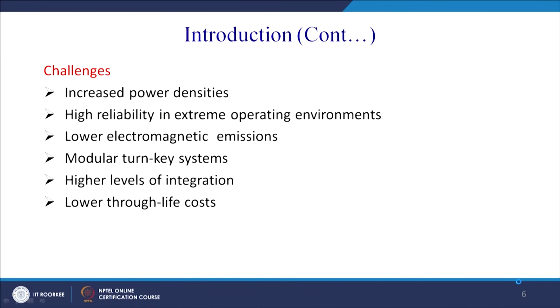So, we require to find lower magnetic emission, and we require something like a modular turnkey system. It will be compact, fitting into a small box, something like a motor, and that will do everything. That is the concept.